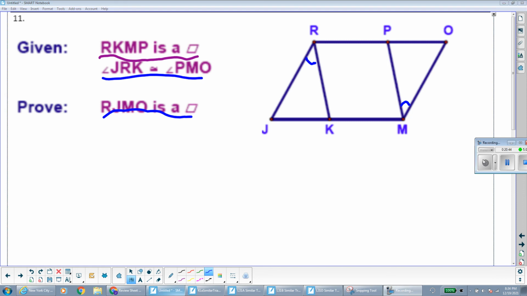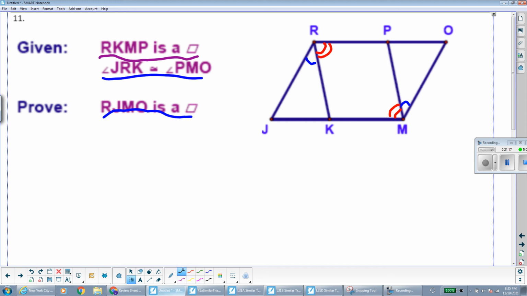The first thing I want to start with is that the angles they gave us are congruent to each other. Not only do I know that these two angles, JRK and PMO, are congruent to each other, but since I know that RKMP is a parallelogram, I know that the opposite angles in a parallelogram are congruent. So angle R over here and angle M over here are two opposite angles in parallelogram RKMP, and I know that they're congruent to each other.